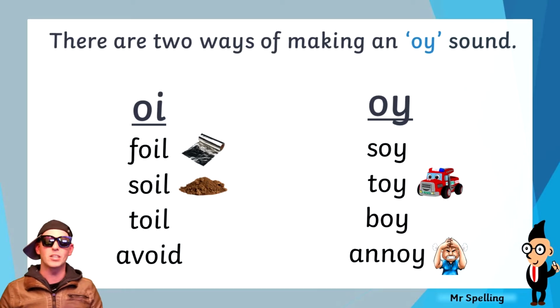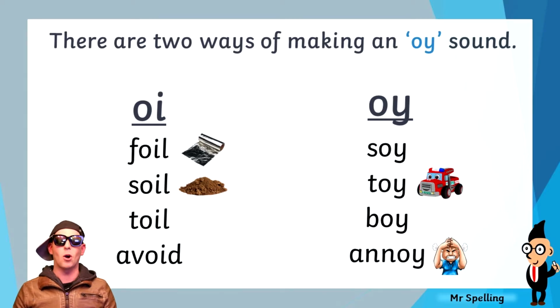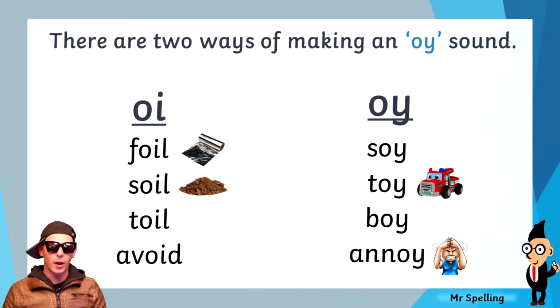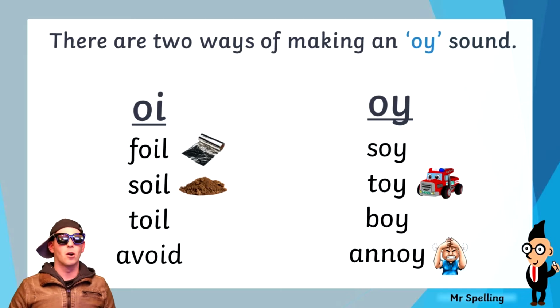The first one is with the letters O and I, just like in the words foil, soil, toil, and avoid. And the second way of making an oi sound is with the letters OY, just like in the words soy, toy, boy, and annoy. But the question of this video is, how do we know which oi sound we use? Do we use the OI oi sound, or do we use the OY oi sound?